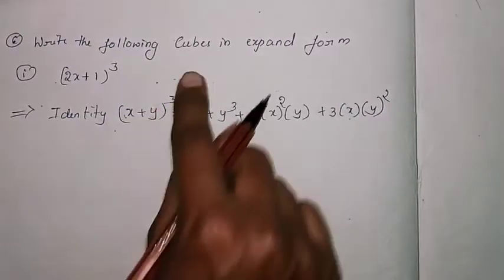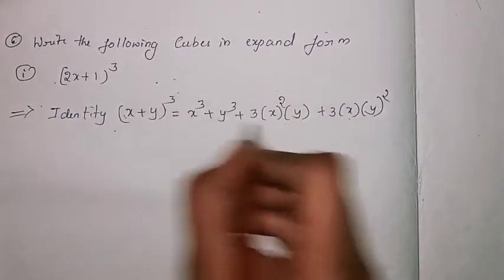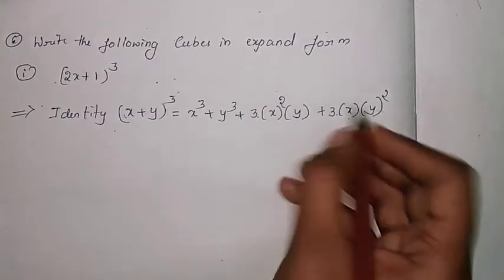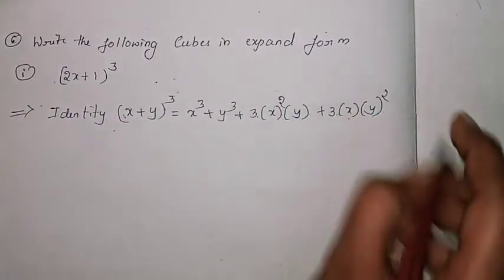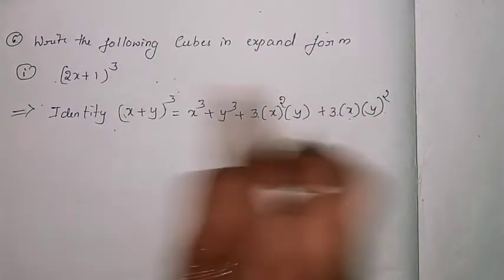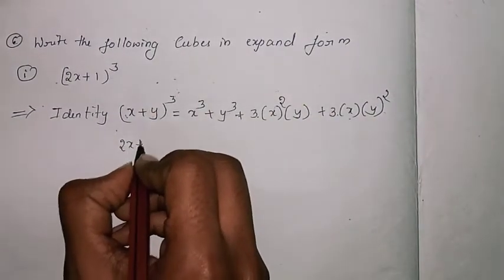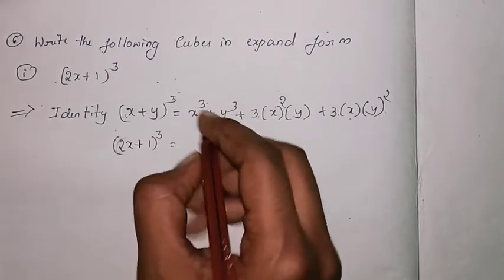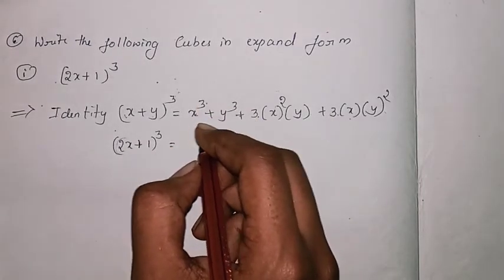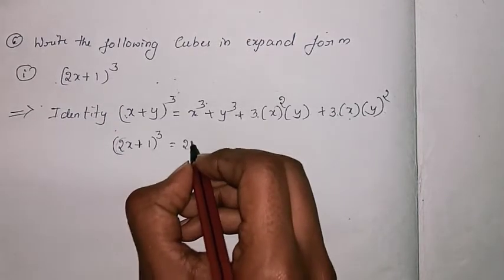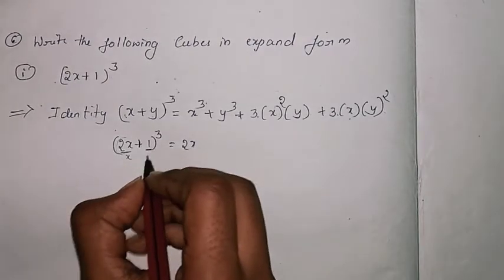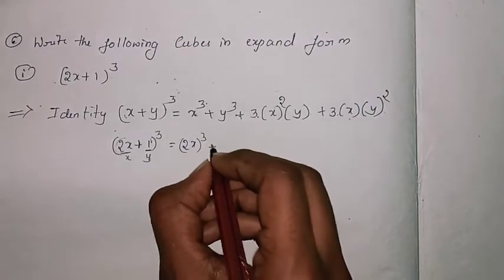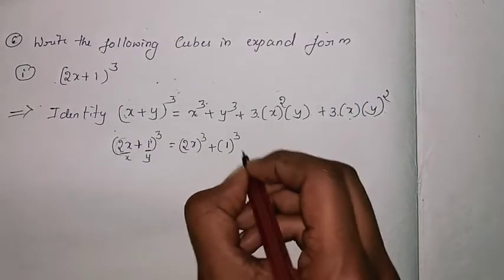So first x cube, y cube, the cube terms as they are, then plus of 3 and plus of 3 you are writing xy, xy. Once you square the x term, another time you square the y term. Now our question to solve is 2x plus 1 whole to the power cube. So what they have given is 2x as the x term and 1 as the y term. So 2x whole raised to cube plus 1 to the power cube plus 3.